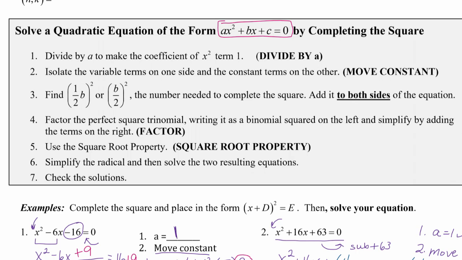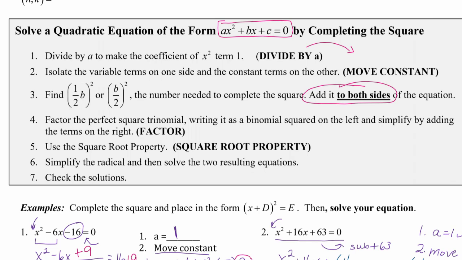The first step is going to be divide by a to make the coefficient of x squared term 1. So we haven't had an example yet where our a hasn't started out as 1. Okay? But we will. So the first step is always to check your a. Second step is to move the constant. Get those two terms on one side of the equation and the constant to the right side. Third step is to complete the square, taking half of b and squaring it, but this time not to forget that you have to add it to both sides of the equation.